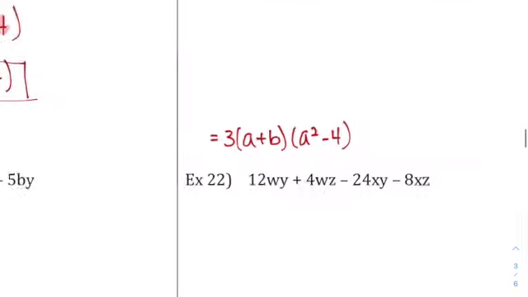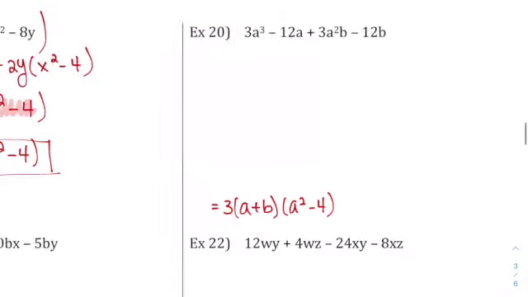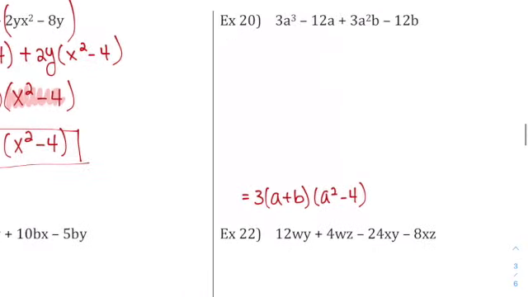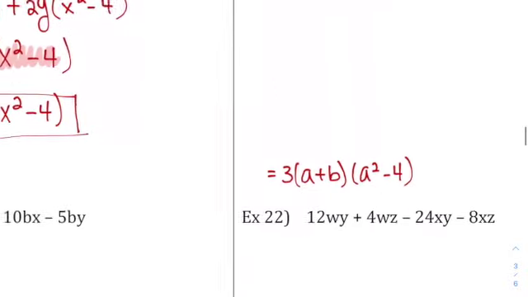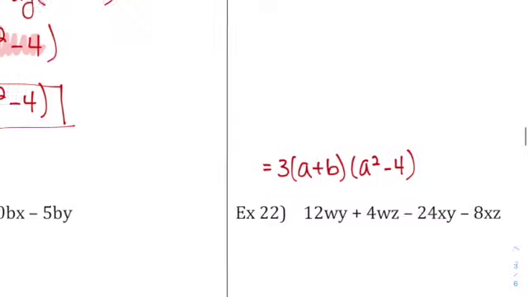Here's the answer for example number 20. 3 is in both A and B, and they can be pulled out as 3 times A plus B. Again, we will talk about A squared minus 4 in a few sections.